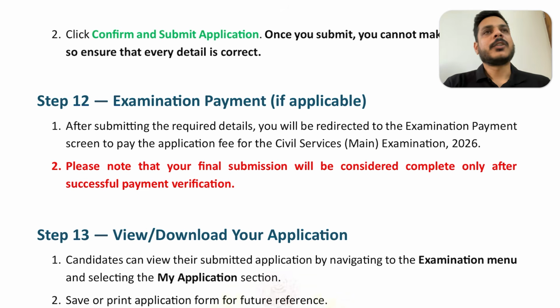Step 13, please view or download your application form from the examination menu, and this should be available with you so that there is no kind of confusion in the further stages of the exam. All right. So all of this is there in the detailed application form. Please fill it up as soon as possible. Please fill it up very, very carefully.